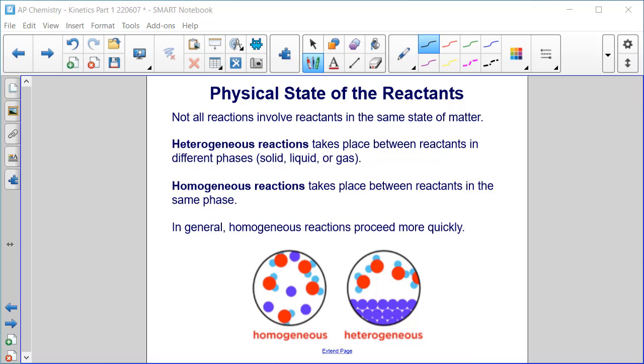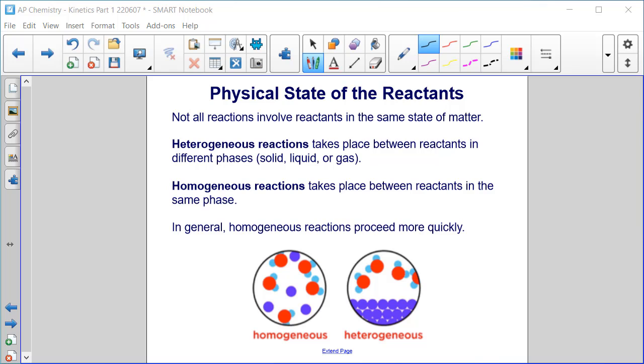Not all reactions involve reactants in the same state of matter. Heterogeneous reactions are reactions that take place between reactants in different phases. So some reactants might be solids while others are liquids, or solids and gases, or a liquid and a gas. Homogeneous reactions, though, take place between reactants in the same phase. So two reactants in the liquid phase or two reactants in the gas phase. In general, homogeneous reactions proceed more quickly.